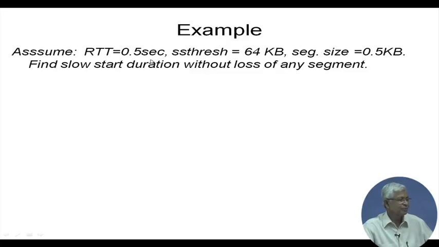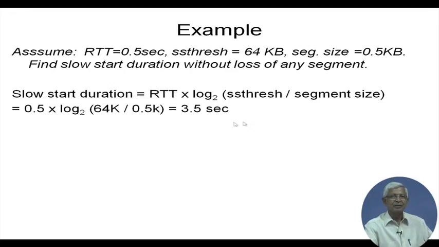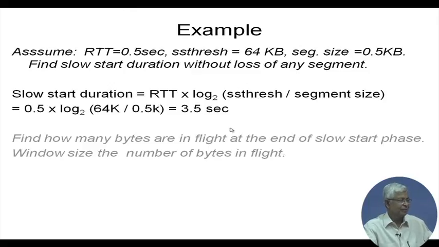Now, we will use some example to understand with certain numbers. Let us assume RTT is 0.5 second, which is satellite delay. SS threshold is 64 kilobyte, and segment size is half kilobyte. Find the slow start duration without a loss of any segment. Slow start duration will be RTT times log base 2 of SS threshold by segment size. We have seen this earlier. So, this is 0.5 second RTT multiplied by log of 64k by 0.5k, which is 3.5 seconds. That is the slow start duration to reach the SS threshold level.